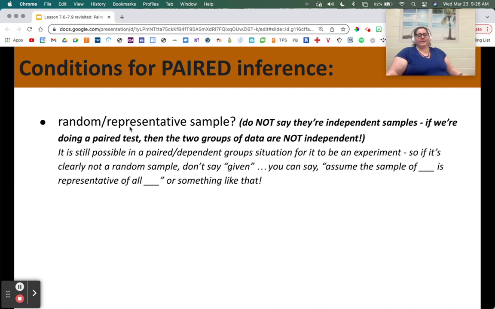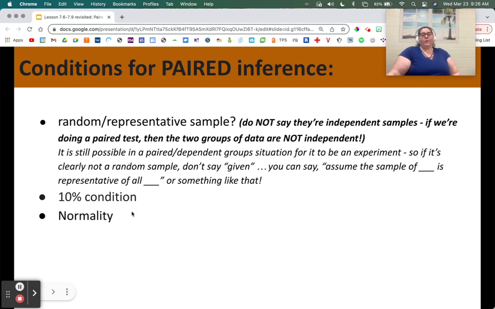So do we have a random sample or representative sample? They're not independent samples. That's the whole point. That's why we're doing it as paired. It's because they're not independent. So be careful. Just because there's two groups of data, right? Don't say that they're independent like you would with a two sample procedure because they're not. The 10% condition still applies unless it's like a full-on experiment where they clearly took volunteers. But it's always okay to put 10%.